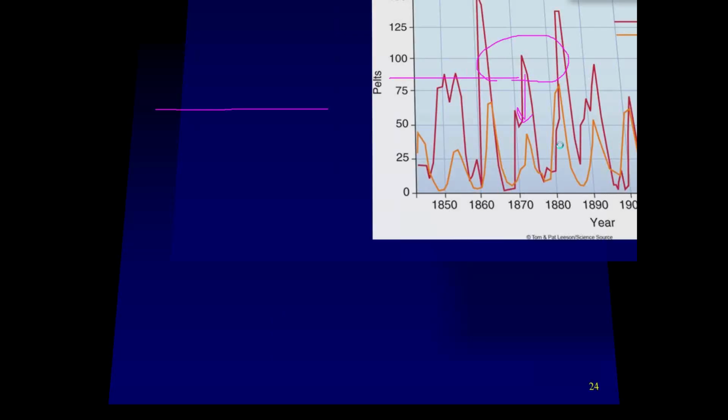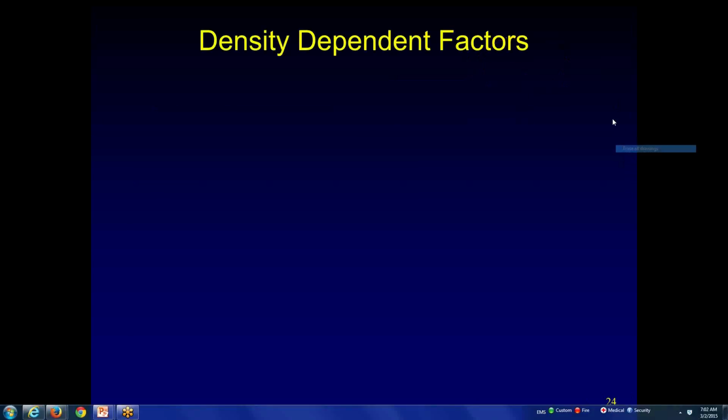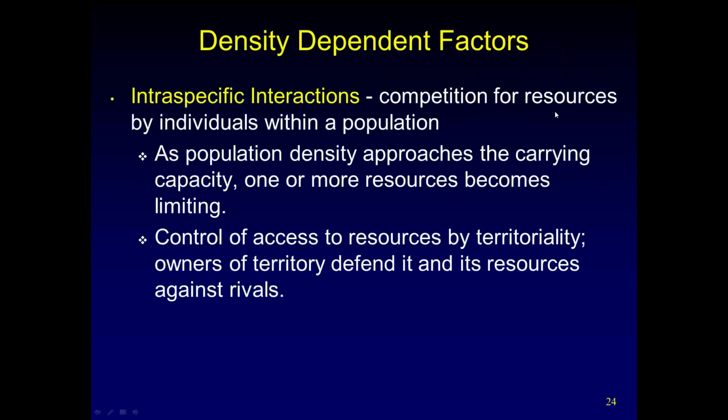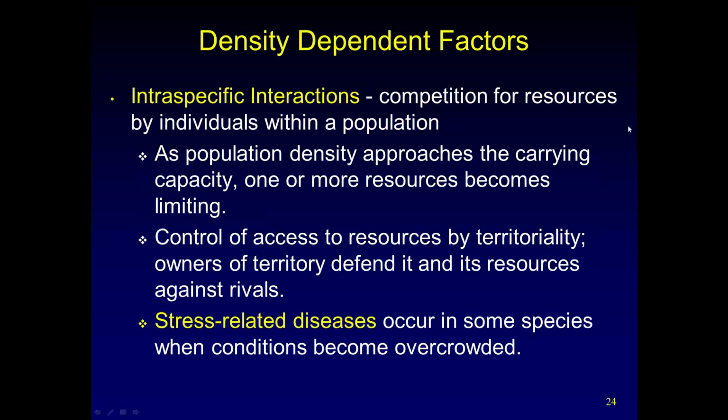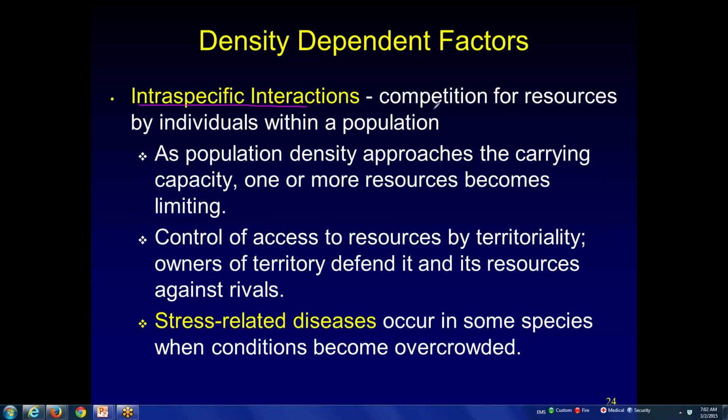Okay, let's now move on to the next slide, and let's erase our marks here, and let's look more at density-dependent factors. Again, we're looking at intraspecific and interspecific. We focused really so far on inter. We looked at an example. Let's look at intra. Competition for resources by individuals within a population. So, among members of the same population, they're going to be competing for mates, for territory, for food. And as the population density approaches carrying capacity, one or more resources becomes limiting. Again, that could be food, it could be water, it could be nesting sites.